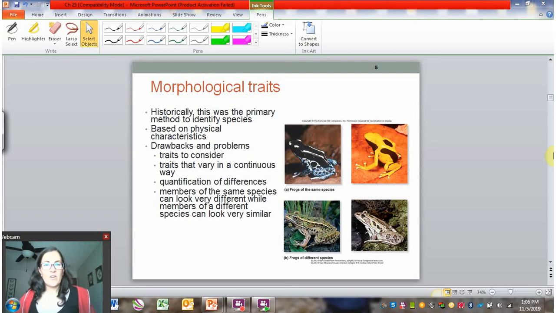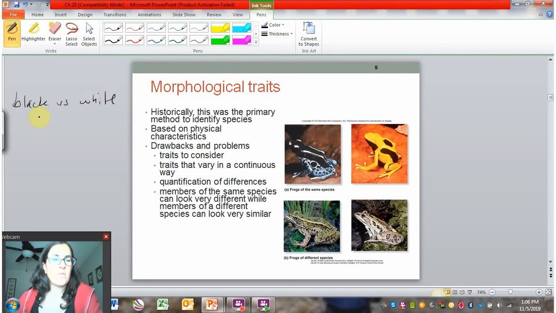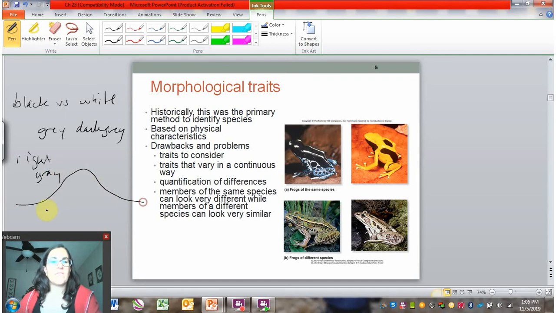You also have to deal with traits that are continuous. So continuous means not distinct, right? So this was a term that came up with genetics, Mendelian genetics as well. But if you think about, say, black versus white coloration, like black fur versus white fur, if you just have black and white, that would be two distinct variants of the trait. But what if you have gray and dark gray and light gray? Well, then you're getting into continuous variation where you have individuals at either extreme and individuals that vary across the gradient. And so that would be very hard to use to determine speciation.